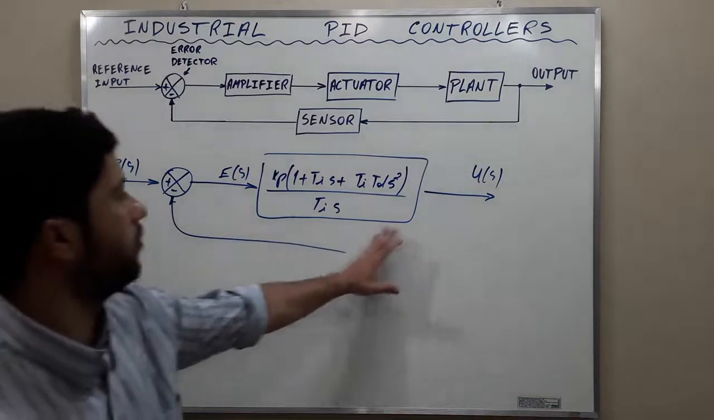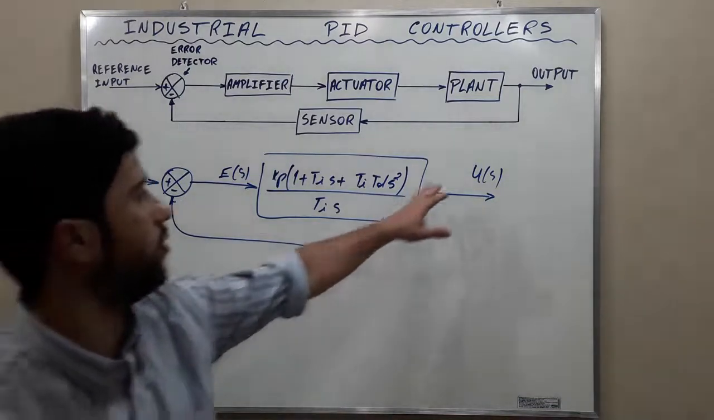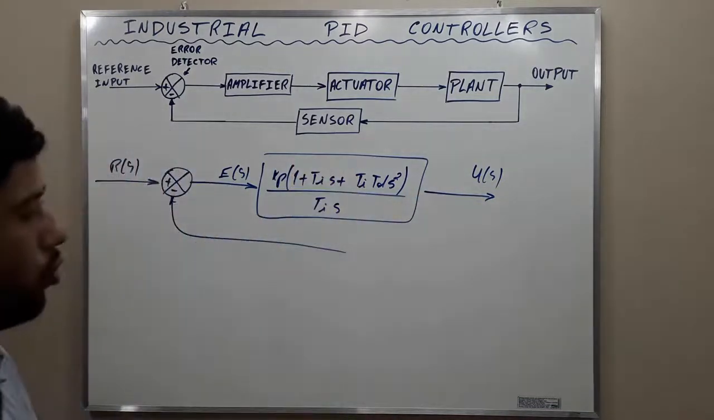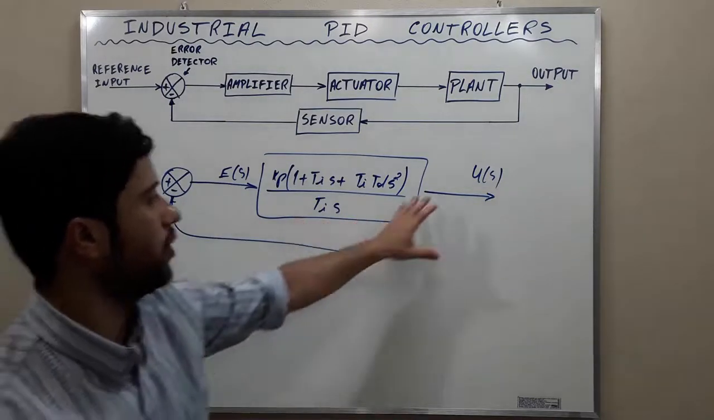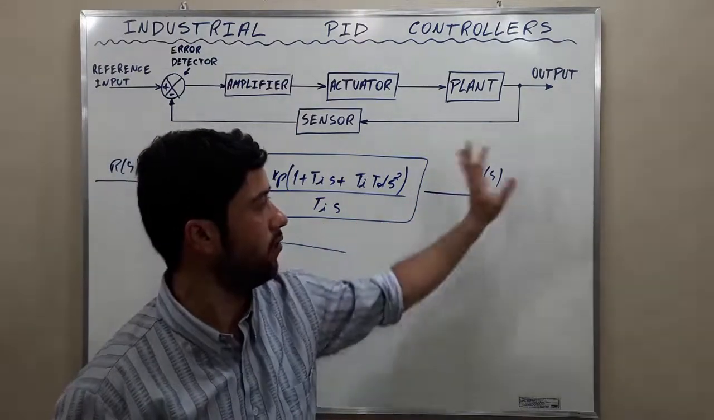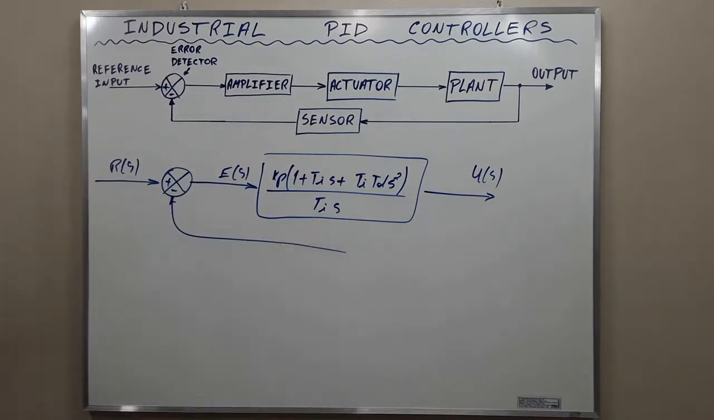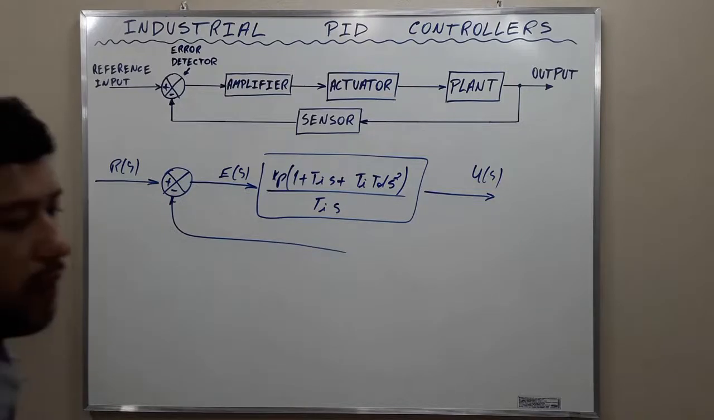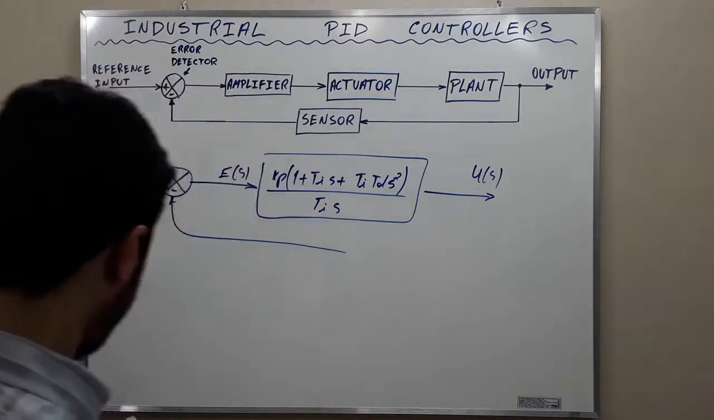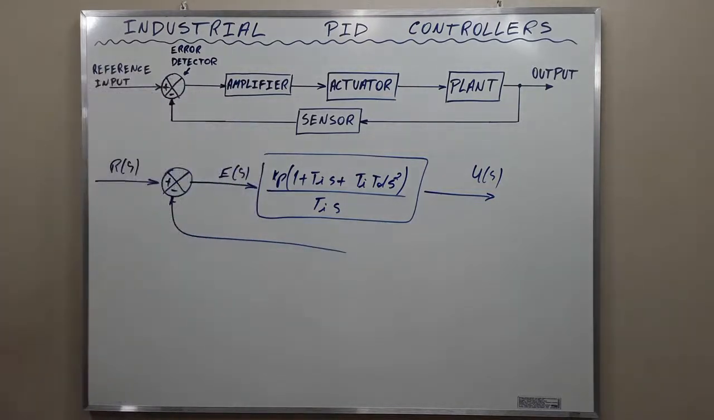There may be some things here, there may be other things here, but the controller is this. You can have the plant on this side, the plant that you want to control, but the PID controller is basically this. Now let's understand more deeply each one of the control actions.